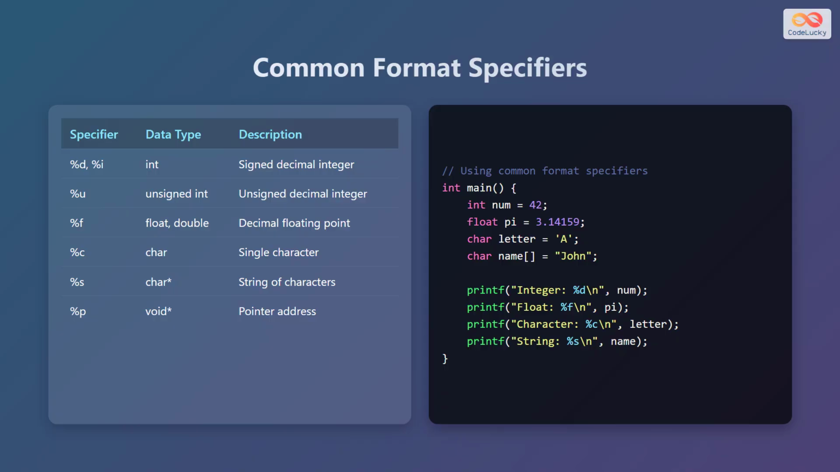Take a look at this code example. We're using these common format specifiers to print an integer, a float, a character, and a string.